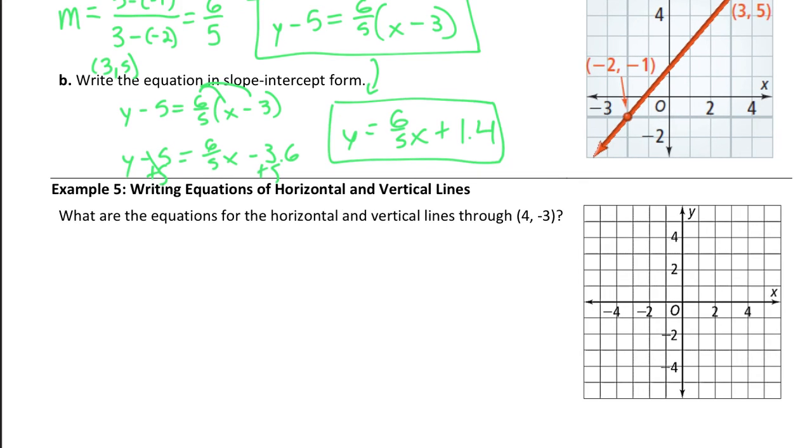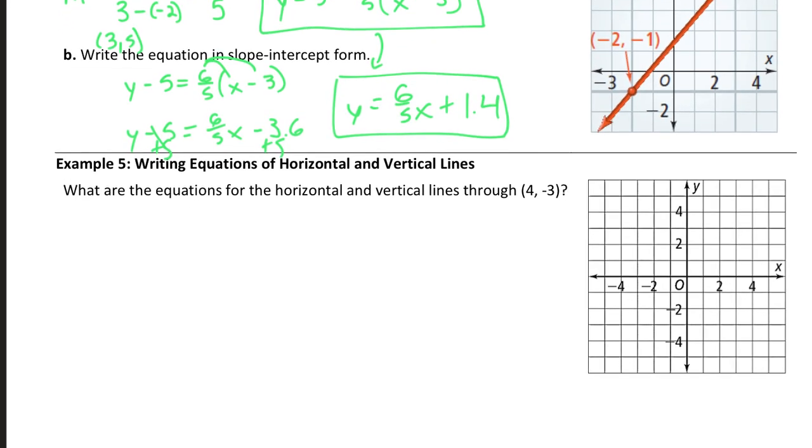So last example, writing equations of horizontal and vertical lines. So the equations for the horizontal and vertical lines through the point 4, negative 3. I'm going to graph the point 4, negative 3 first. Use green to do that. So the horizontal line that goes through that point is this horizontal line. I'm going to draw it in blue. The equation for that horizontal line is y equals negative 3.